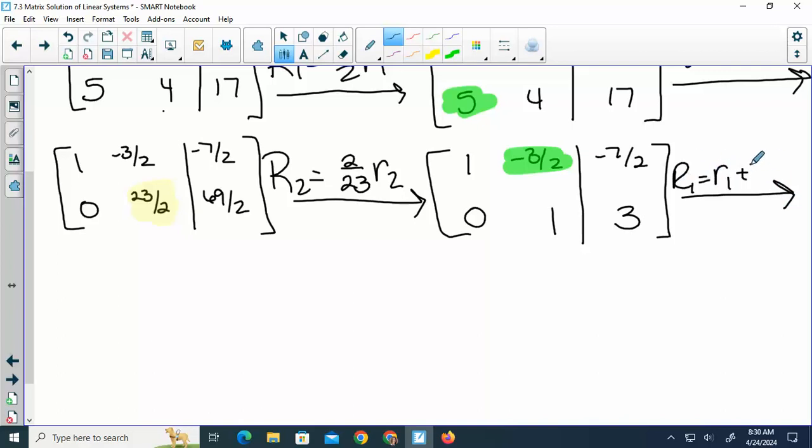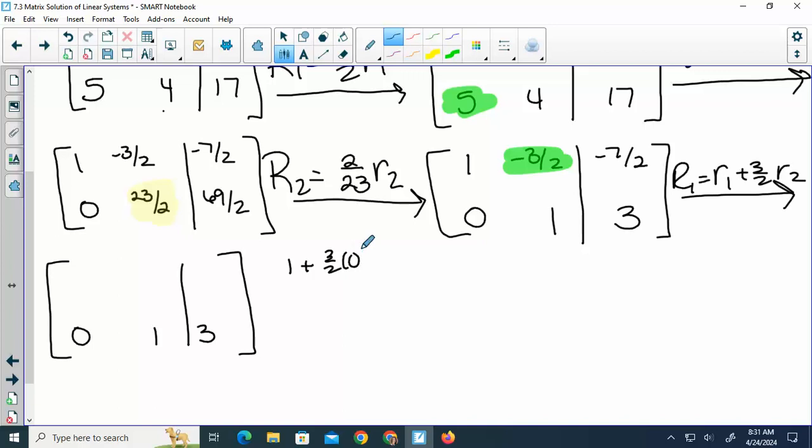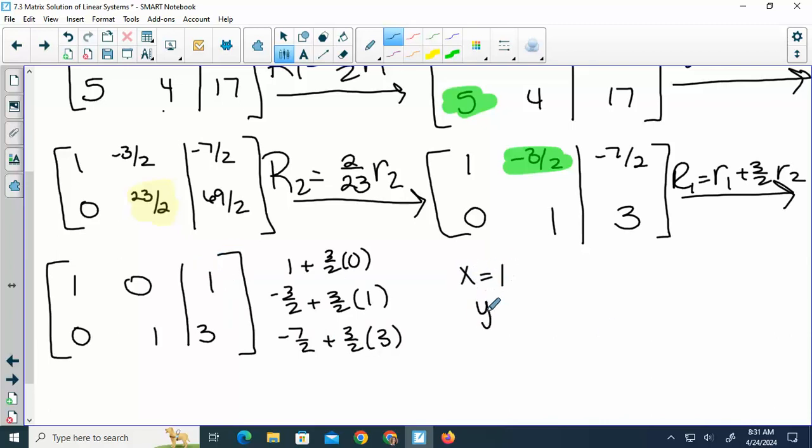Row 1, we have to add 3/2 of row 2. So 1 plus 3/2 times 0 is still 1. -3/2 plus 3/2 times 1. So -3/2 plus 3/2 is 0. -7/2 plus 3/2 times 3. So -7 over 2 plus 9 over 2 is 1. So x is 1, y is 3.